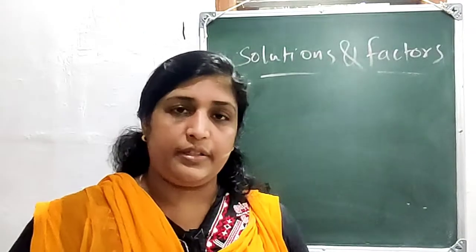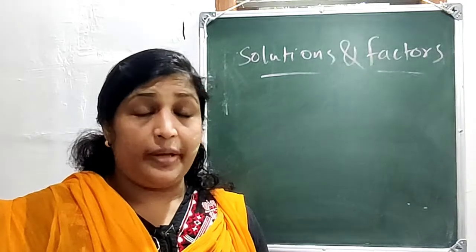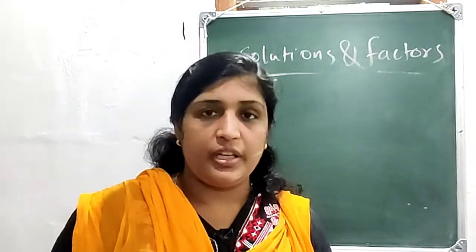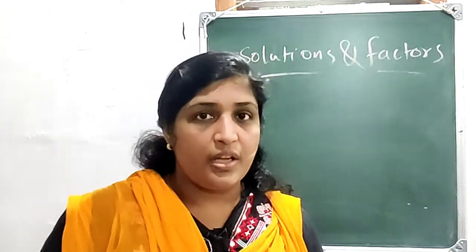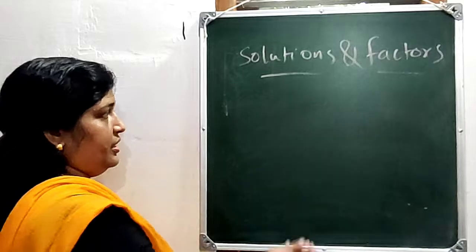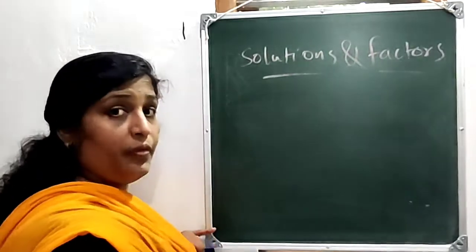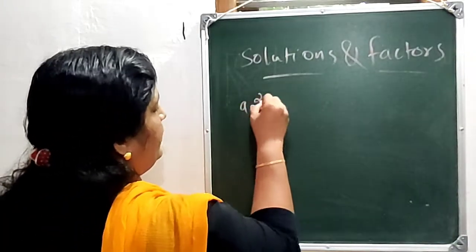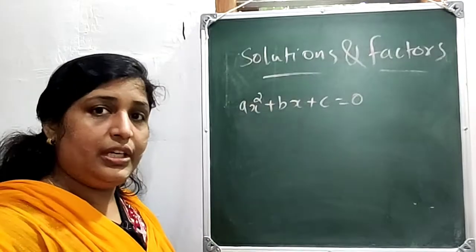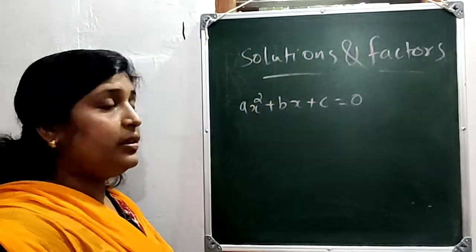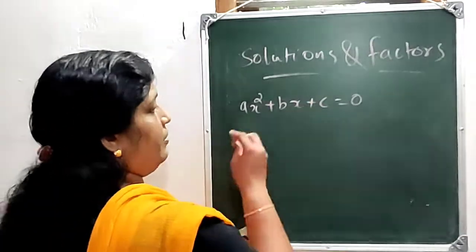Solutions and factors. In the chapter on second degree equations, we know how to solve a second degree equation, right? How do we solve it? A general second degree equation is of the form ax square plus bx plus c is equal to 0. Then, which are the solutions of this equation?